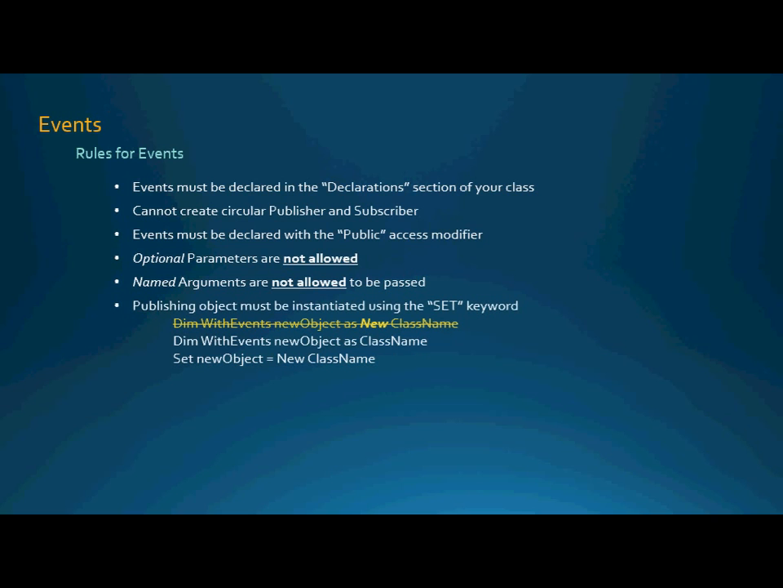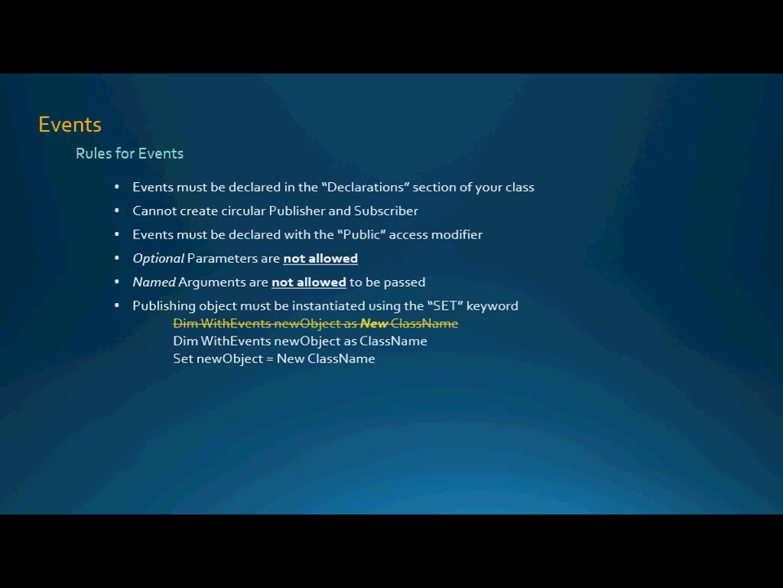Now, the publishing object must be instantiated using the set keyword. Okay, and up above in the line that's yellow, you can kind of see how we've got this Dim WithEvents new object As New class name. And that's how we've been declaring our objects lately, except without the WithEvents keyword. We've just been dimming new object As New class name. Well, you can't just use the WithEvents inside of that declaration. You'll notice below in the white I have Dim WithEvents new object As class name. So we're dropping the New keyword when we're declaring our class name.